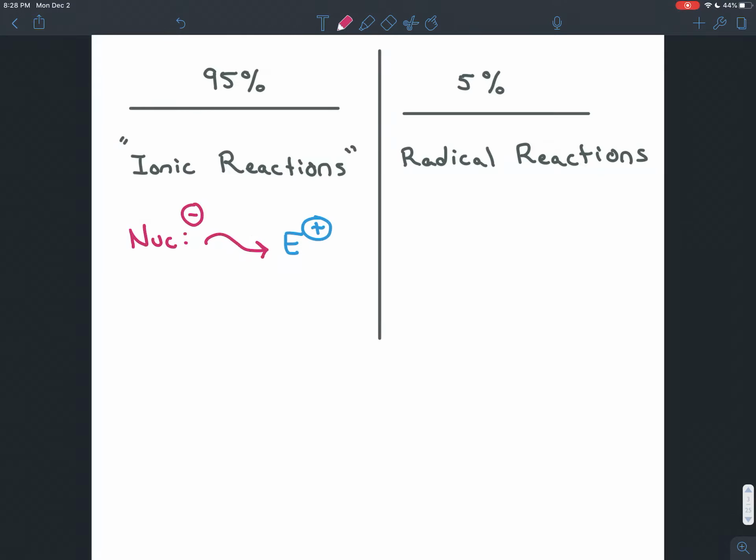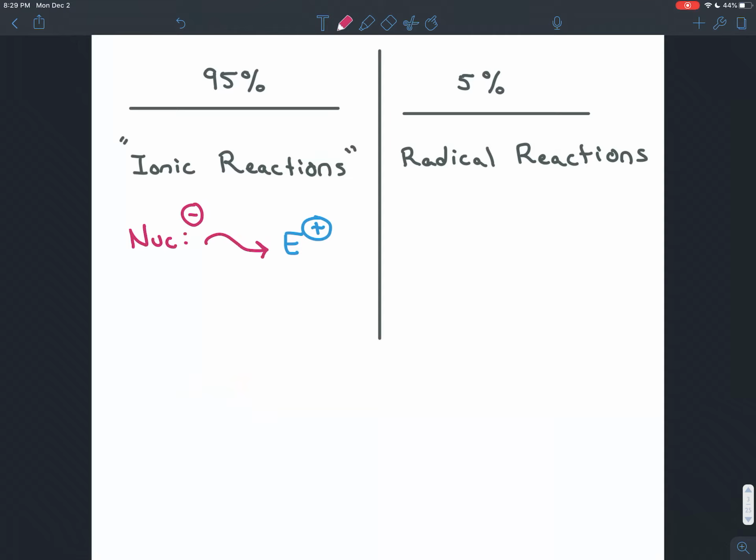What you may not have realized is that that barb is meaningful. Each barb represents an electron that you're moving. So for example, if you have a curved arrow and you have not just one but two barbs, that means you're moving two electrons, the two electrons on your nucleophile.